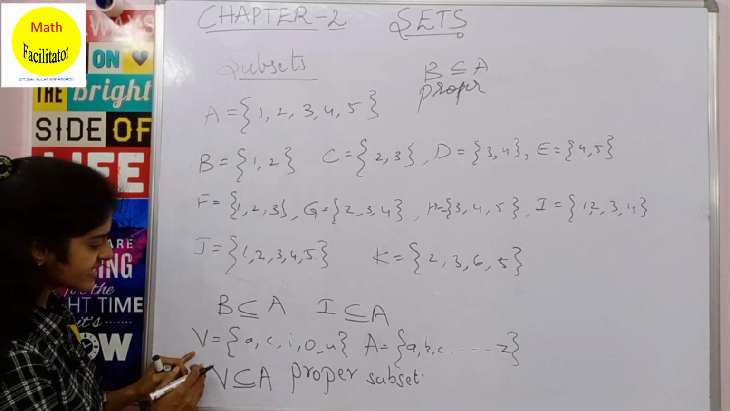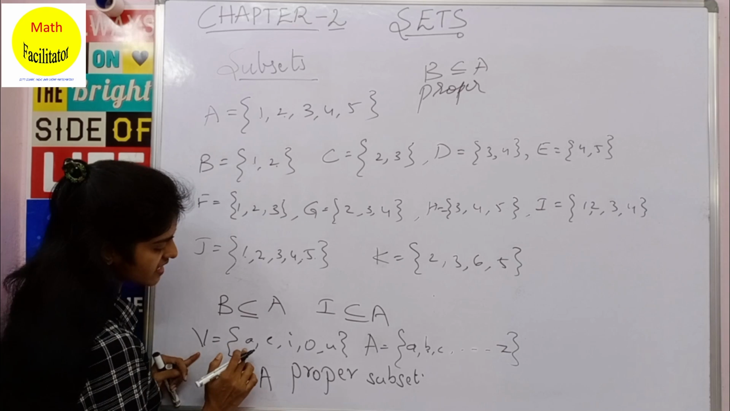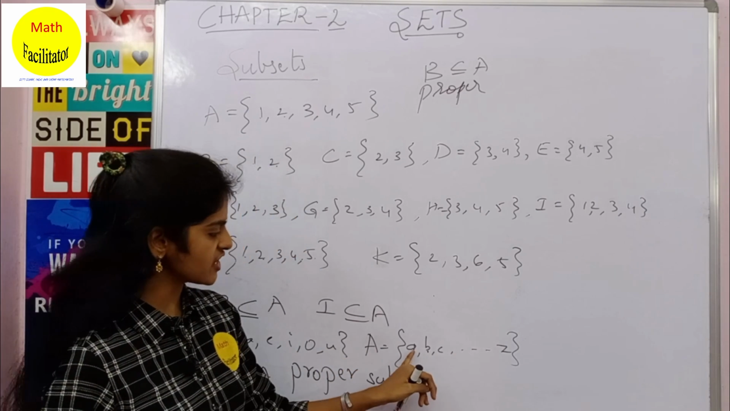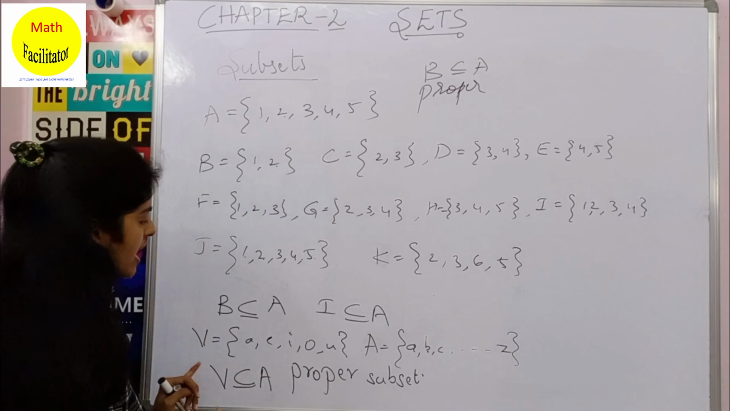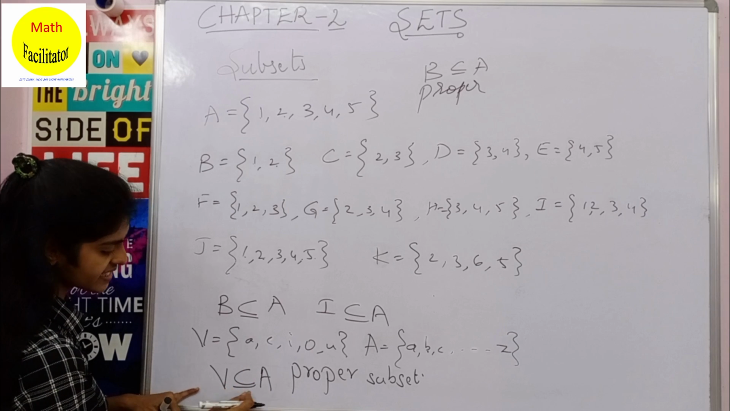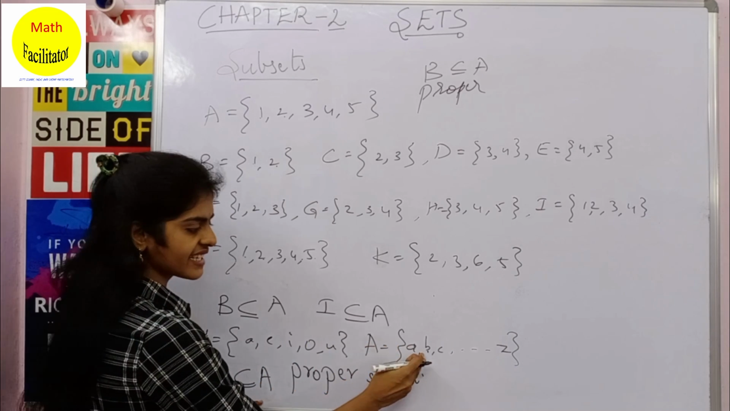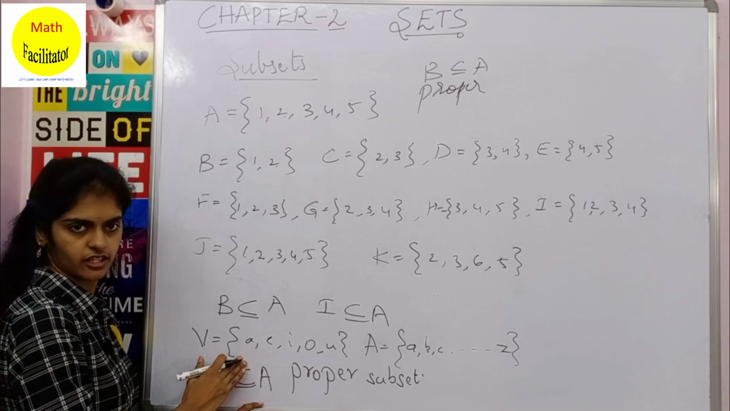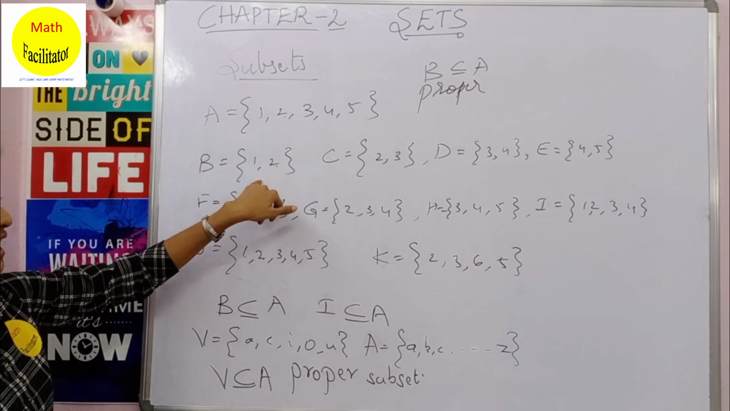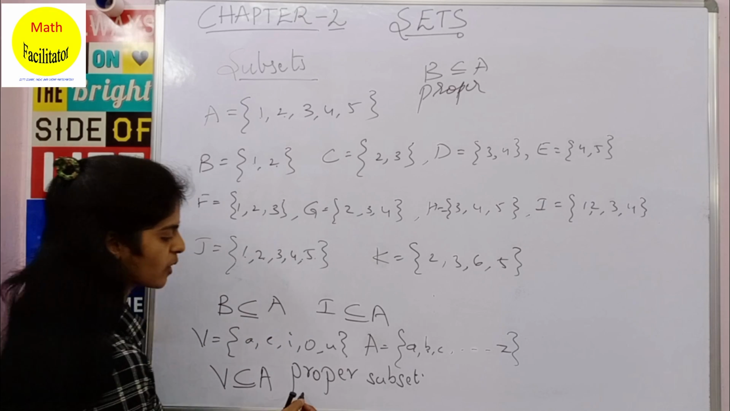Okay, but in this case also you can see V is nothing but A, E, I, O, U. And the alphabets of English are A, B, C, D until Z. Now all these letters are also there here. So we'll write V is a subset of A, but A contains extra elements other than V. So you will say that V is a proper subset of A. I hope this is clear for you, the concept of proper subset.